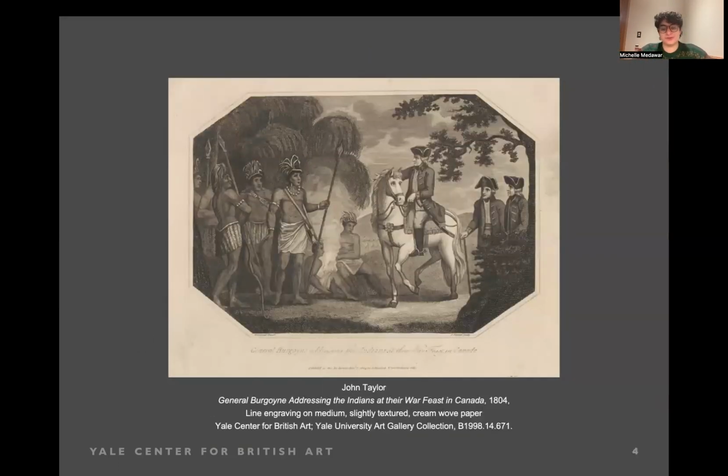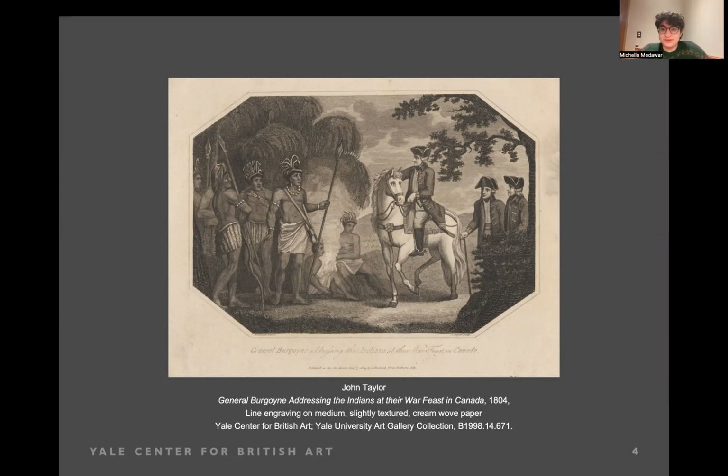Next, I want to look at this print. So this is from 1804, a little later, but still around the same time period. This is by John Taylor, and it's called General Burgoyne Addressing the Indians at Their War Feast in Canada. General Burgoyne was a British general, similar to Wolfe, although lower down in the hierarchy.